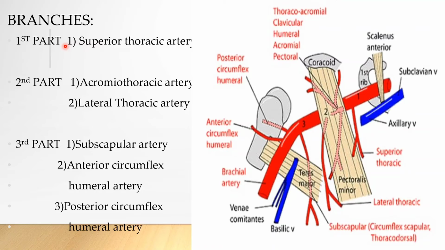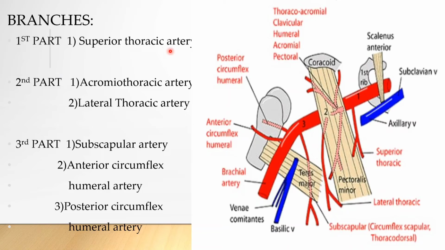This axillary artery is divided into three parts by pectoralis minor muscle. This is the pectoralis minor muscle, and it is divided into three parts, and each part again has branches. The first part has one branch, very nice. The second part has two branches, and the third part has three branches. This is very easy to remember. First part one branch, second part two branches, third part three branches. And now coming to the names.